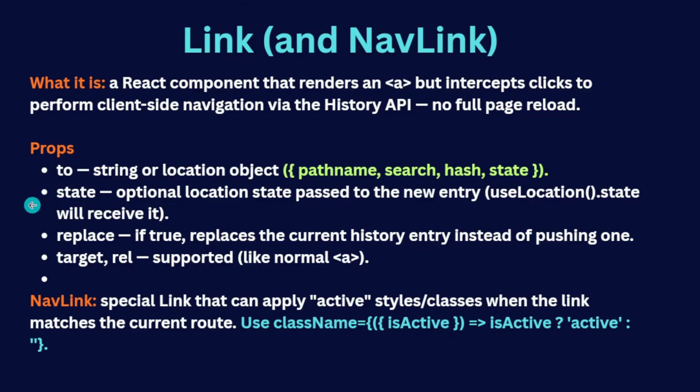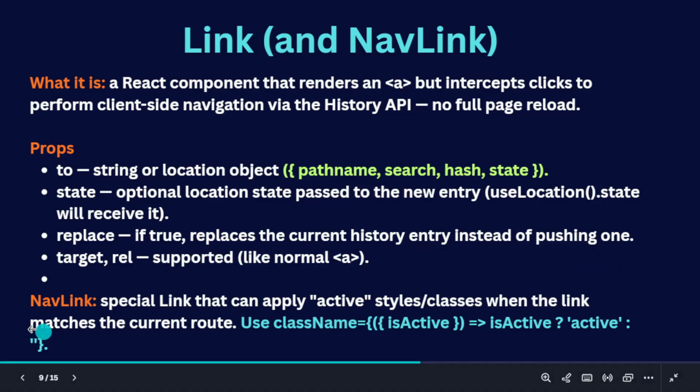So you can see the prop "to" is a string or location object, like pathname, search, hash, state. And state is like optional location state passed to the new entry, useLocation. Don't worry, I will explain this useLocation. And then replace: if true, replace the current history entry instead of pushing one. All right, and NavLink.